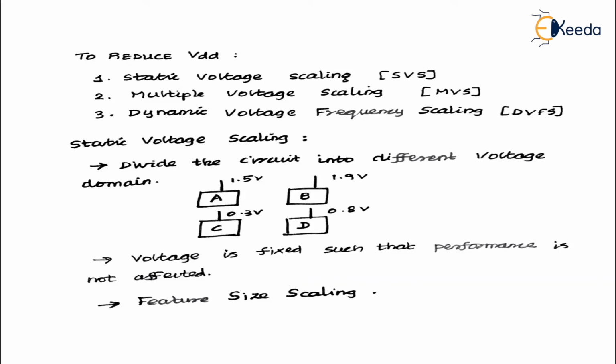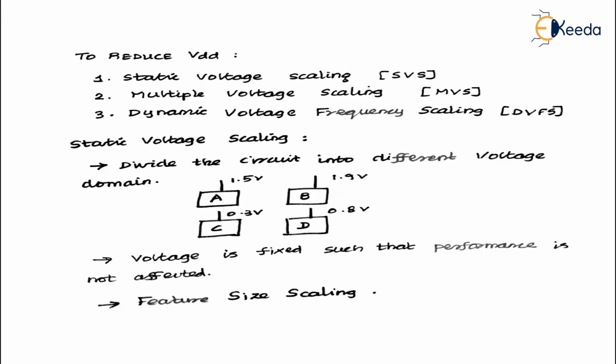Okay, that is, different supply voltages will be given. So there will be a set of circuits inside A, and those A circuits are going to operate only at 1.5 volt. Now the voltage is fixed such that my performance is not affected. We are doing all these things, I'm distributing my power in such a way that my performance is not going to be affected.